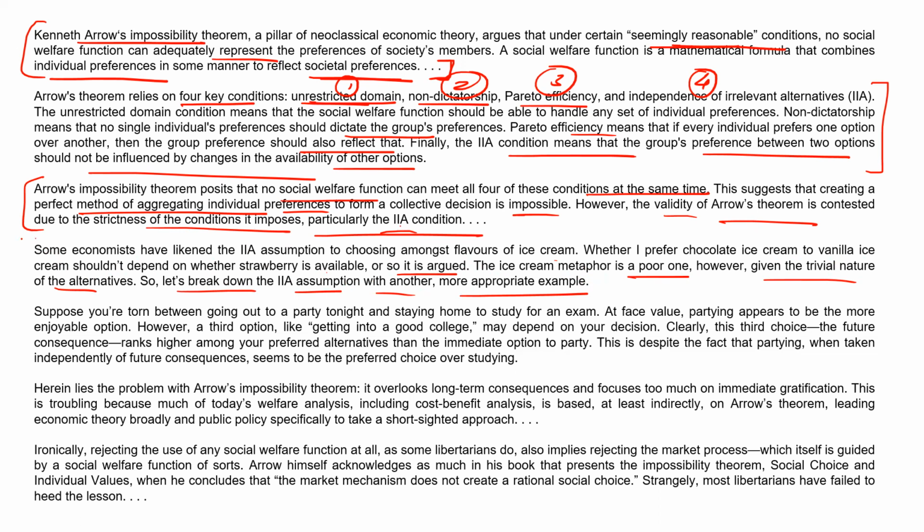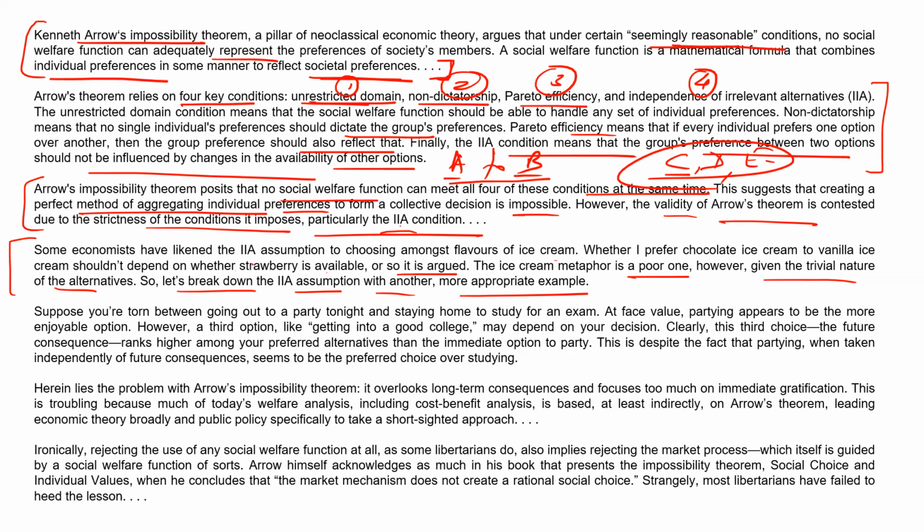So he's saying that this IIA assumption or condition says that if you prefer A over B, then it should be irrespective of what other options are available. So let's say if I prefer A to B, then irrespective of whether C is available or D is available or E is available, this should not really matter. I will always prefer A to B. Okay, so that is what IIA is, and which is, as per the author, strict.